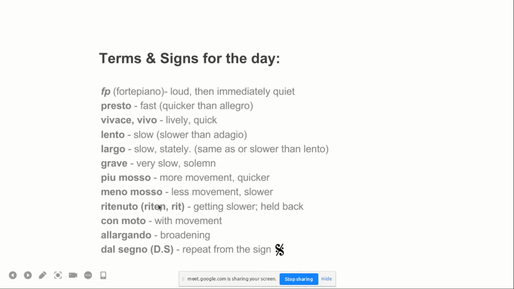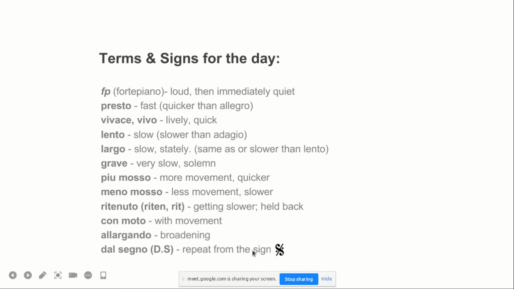Ritenuto, or in short riten or rit, means getting slower or held back. Usually held back is the one you're supposed to know because it's the one in the choices. Ritenuto means held back. And then con moto. Con means with, and moto is movement. Con moto, with movement. And then we have allargando, which means broadening. And then we have dal segno, in short DS.